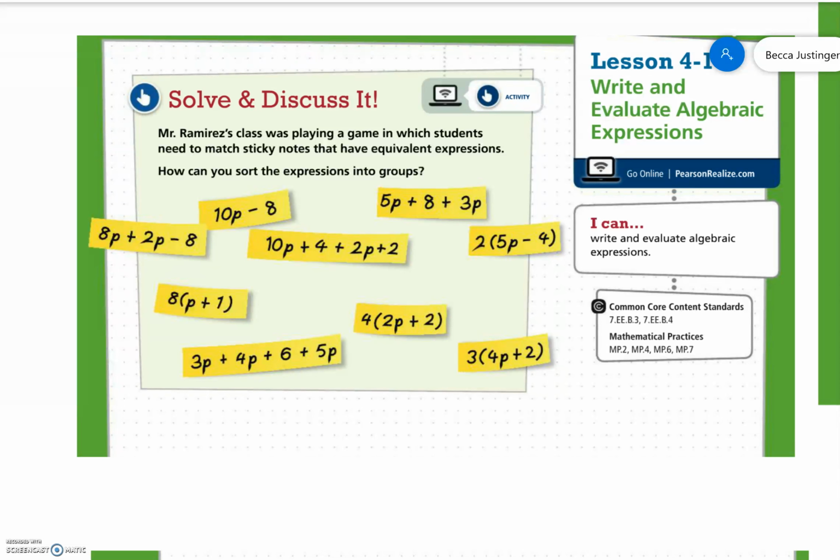By the end of the lesson, I want you to be able to say, I can write and evaluate algebraic expressions. Let's solve and discuss it. Mr. Ramirez's class was playing a game in which students need to match sticky notes that have equivalent expressions. How can you sort the expressions into groups? Pause the video, write something down, and we will get some participation.